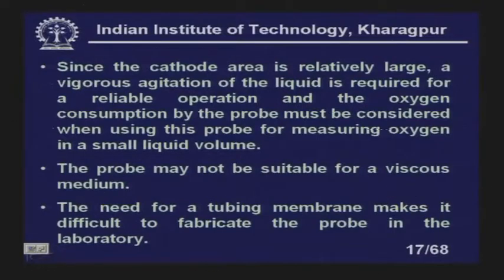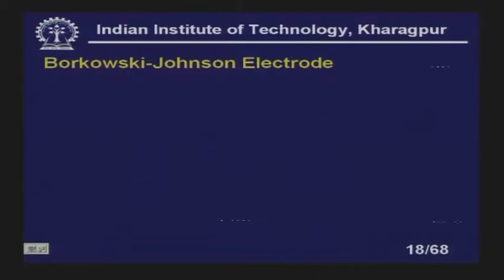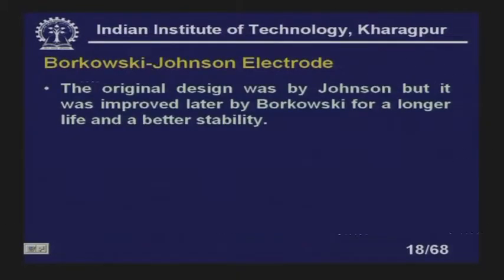The need for a tubing membrane makes it difficult to fabricate the probe in the laboratory. This is another problem, unlike the Clark electrode, which is very simple to make. Next is the Borkowski and Johnson electrode. The original design was by Johnson, but it was improved later by Borkowski for longer life and better stability.